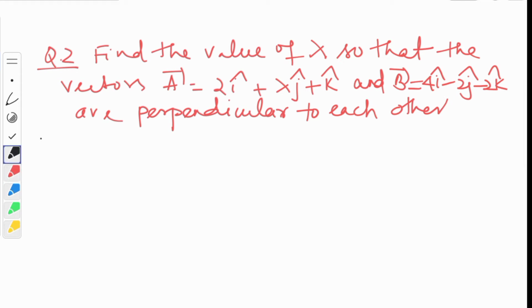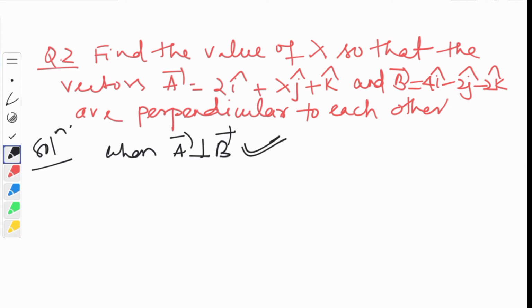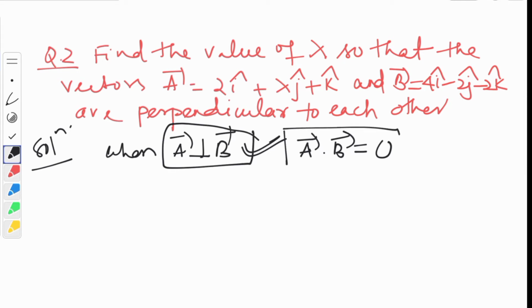Okay, now how to find out? See, children, when two vectors are perpendicular to each other, that means when A is perpendicular to B, the dot product of both the vectors will be 0. So when both the vectors are perpendicular, their dot product will be 0.